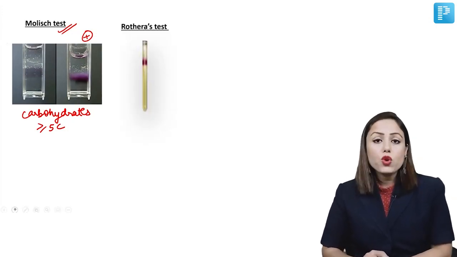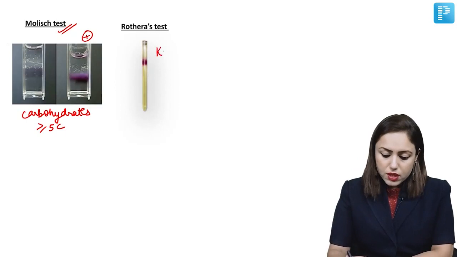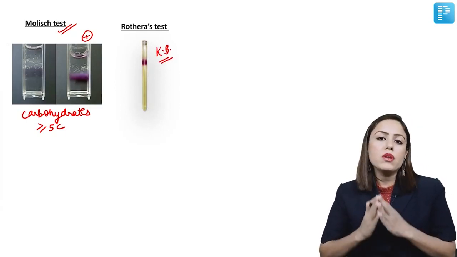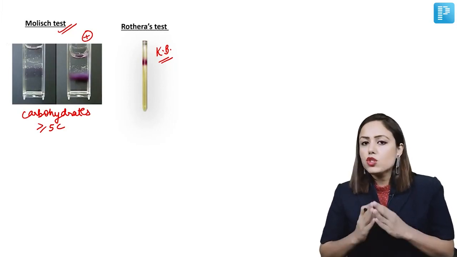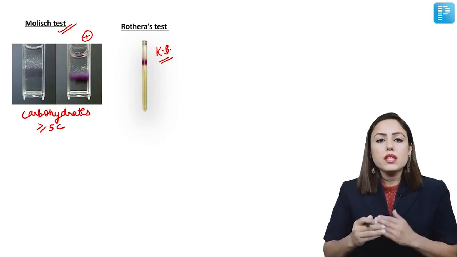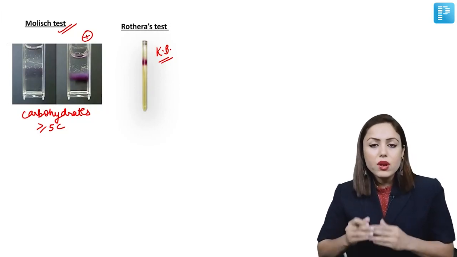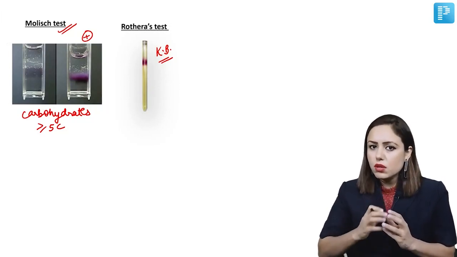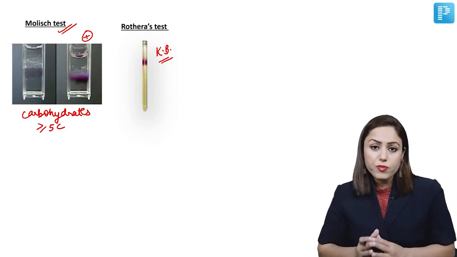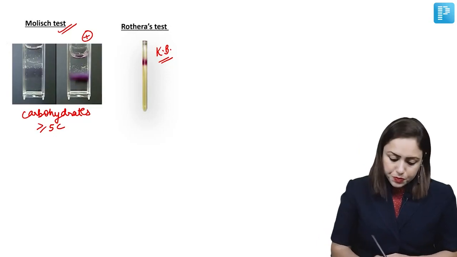Then is Rothera's test. Rothera's test is for ketone bodies. There also we have a purple colored ring. Okay. So if this image is given in the question, a purple colored ring, then you really need to take care that the question is leading you towards carbohydrates or ketone body, right? So you have to be careful here.